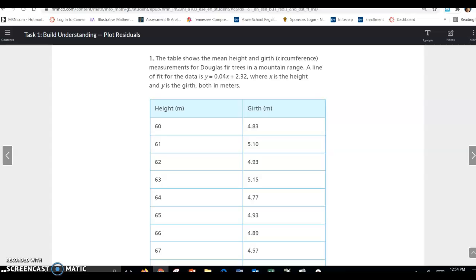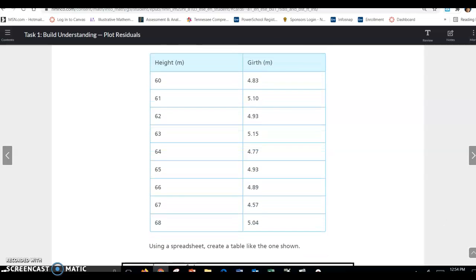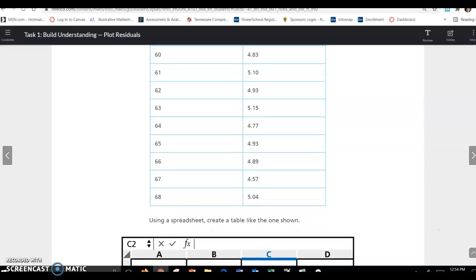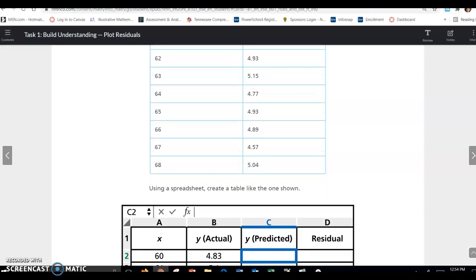The table shows the mean, that's the average, height and girth. Girth is your circumference measurement for a Douglas fir tree in a mountain range. A line of fit for the data is y equals 0.04x plus 2.32, where x is the height and y is the girth, both in meters. So you've got the height and the circumference of these Douglas fir trees.